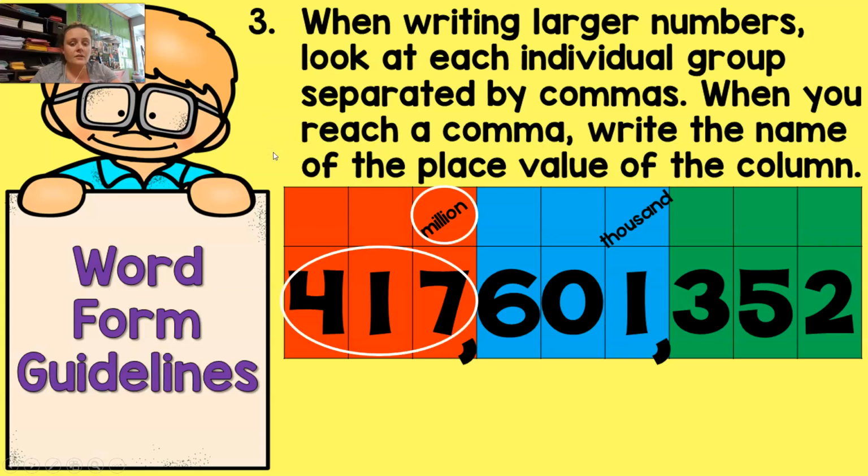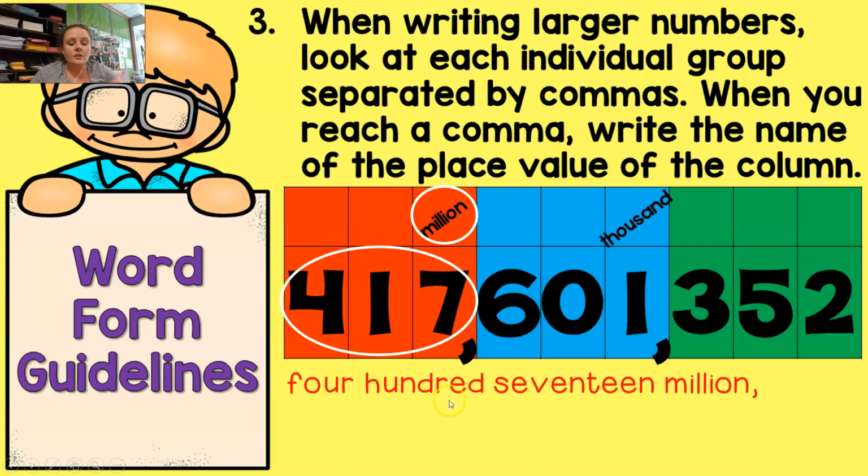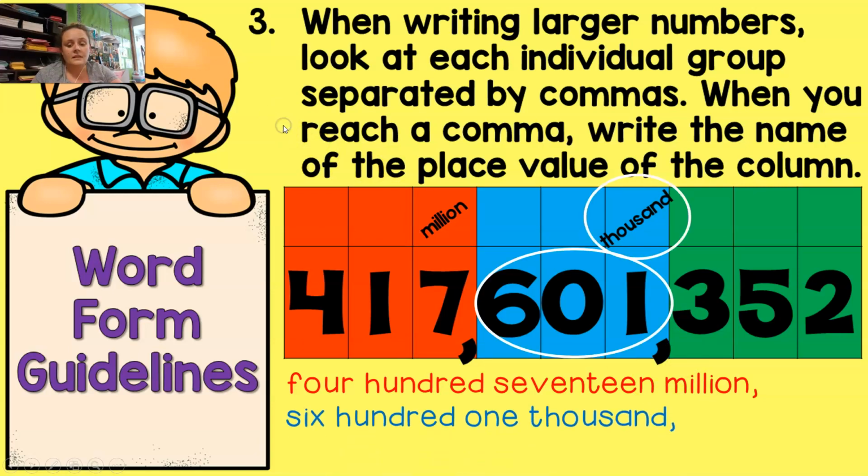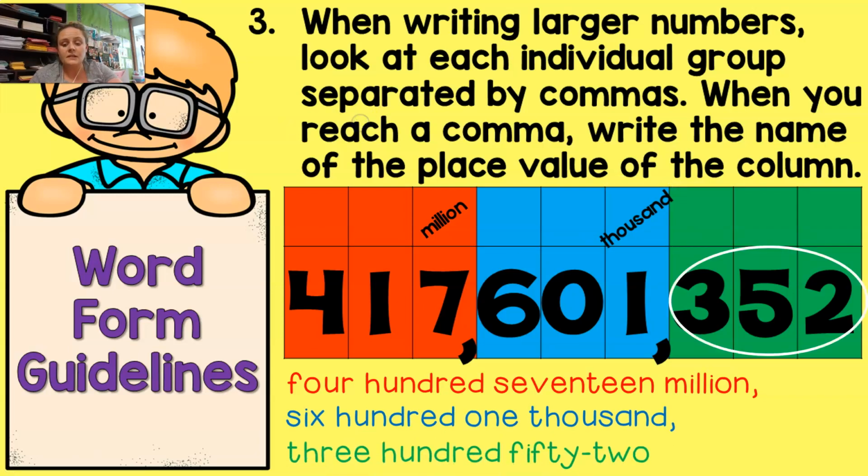So we've got 417 million. Then I'd put the comma. 417 million, comma. So what's this one going to be? Well, we say the number, 601, and its section, which is 1,000. And then we'll put the comma. 601,000, comma. And then we write our 352. 52 is separated with a hyphen.